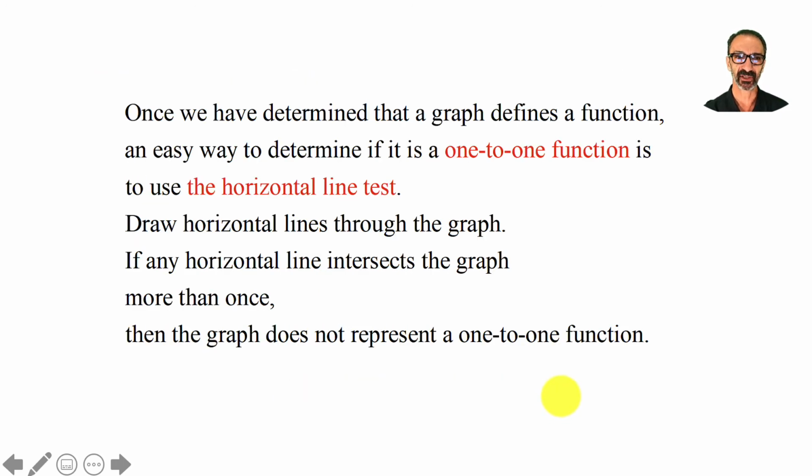Once we have determined that the graph defines a function, an easy way to determine if it is a one-to-one function is to use the horizontal line test. Through horizontal lines through the graph, if any horizontal line intersects a graph more than once, then the graph does not represent a one-to-one function. Let's look at some examples and some graphs.